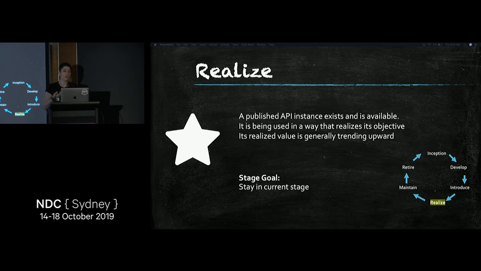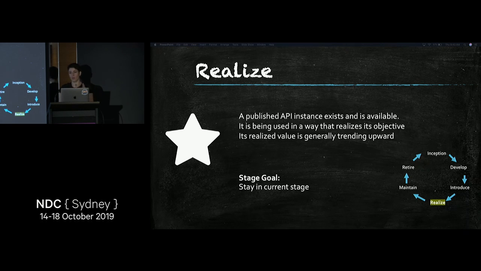So in the realize, what does it mean? The API is published, but it is being used in a way, let's say it realizes its objective. My objective was that I wanted to do an API, for example, to do transshipment. It's doing that, right? So the objective that we defined, it's hitting that. Maybe it's used by people, but we are not doing our objective. Maybe we can say over there, we are not realized yet because we didn't hit our objective that we wanted to do, right? And also, the realization value is going upward.